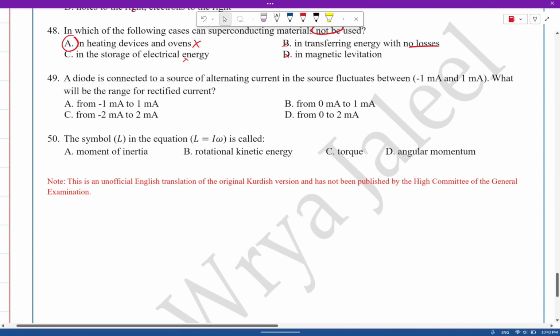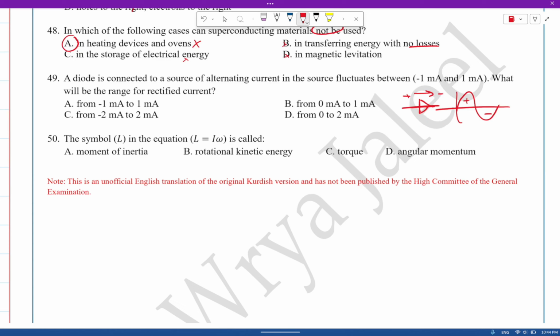49 says a diode is connected to a source of alternating current. So we have an alternating current, you know that. What is a diode? It allows the current to go in forward direction only. So if we have alternating current, we have positive and negative sides. If we connect a diode to this, it only allows the positive part to go through. When the current reverses, for example, comes from the negative side to positive, then let's say this is positive, the other side is negative, it cannot go the other direction or in reverse.